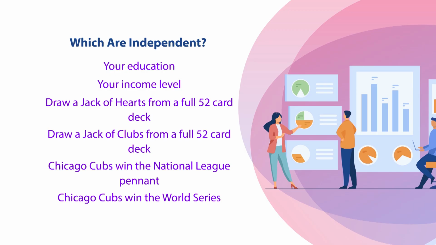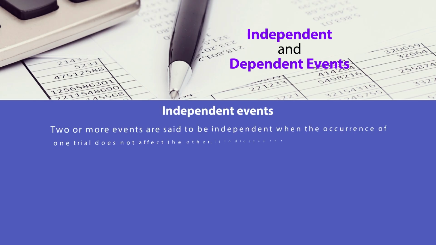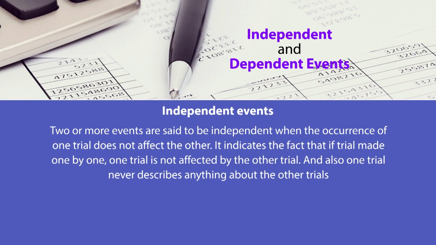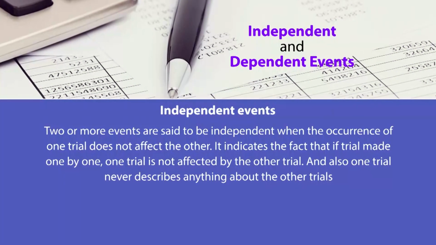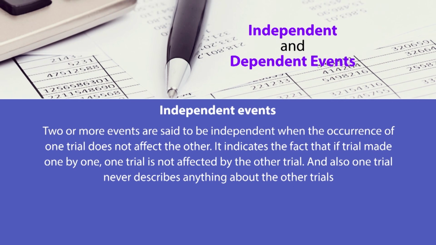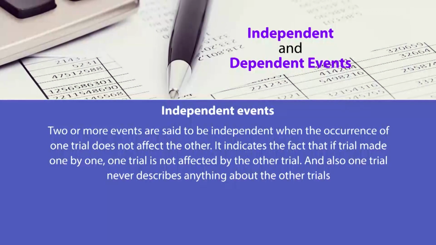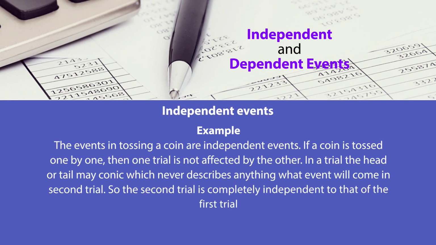If you talk more about independent and dependent events: independent events, when two or more events are said to be independent, the occurrence of one trial does not affect the other. It indicates that if trials are made one by one, one trial is not affected by the other trial, and one trial never describes anything about the other trial. If you take some examples, the events in tossing a coin are independent events.